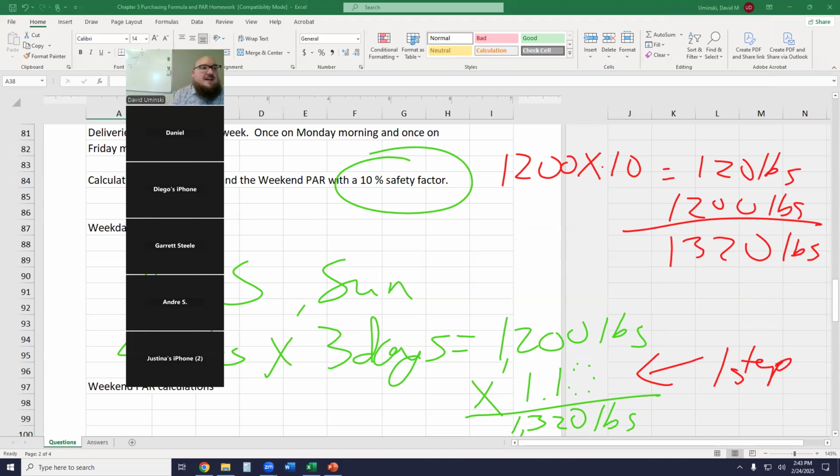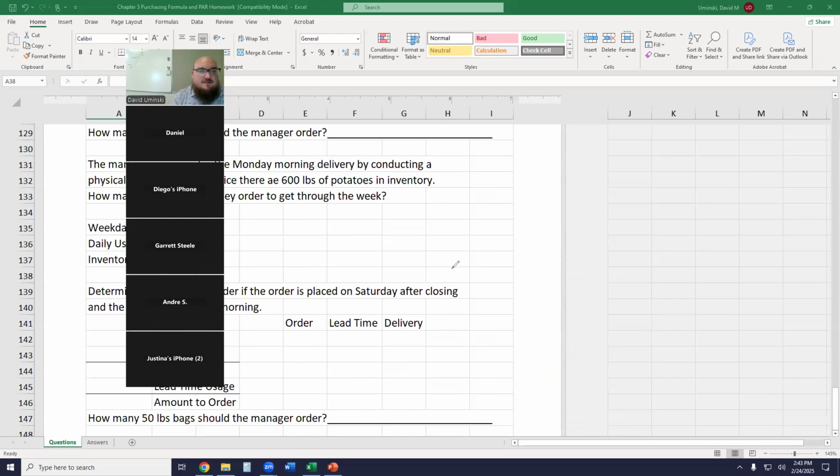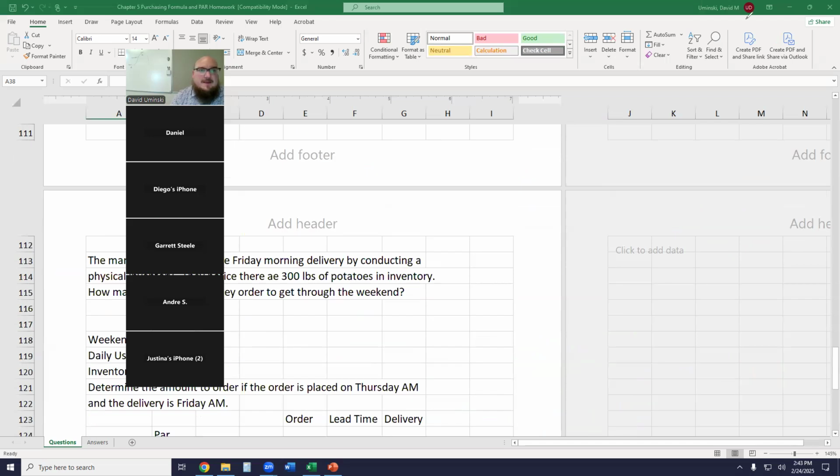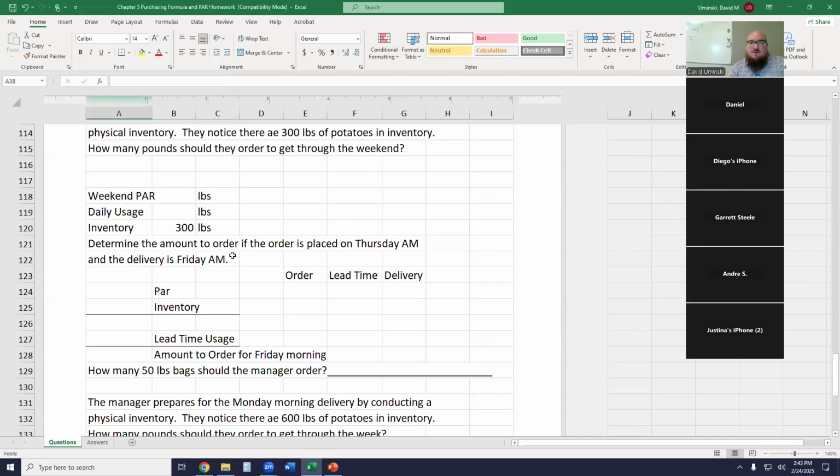All right. So now what I would like you guys to do, on your own, is answer these last 2 scenarios. The manager prepares for Friday morning delivery by conducting a physical inventory. They notice there's 300 pounds of potatoes in inventory. How many pounds should they order to get through the weekend? So determine the amount if the order is placed on Thursday AM and the delivery is Friday AM.